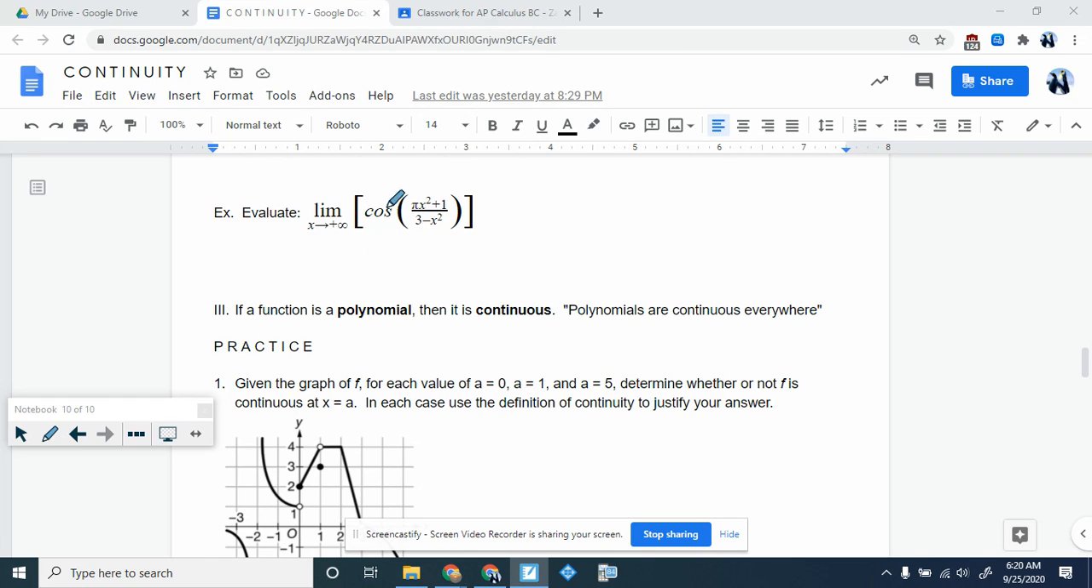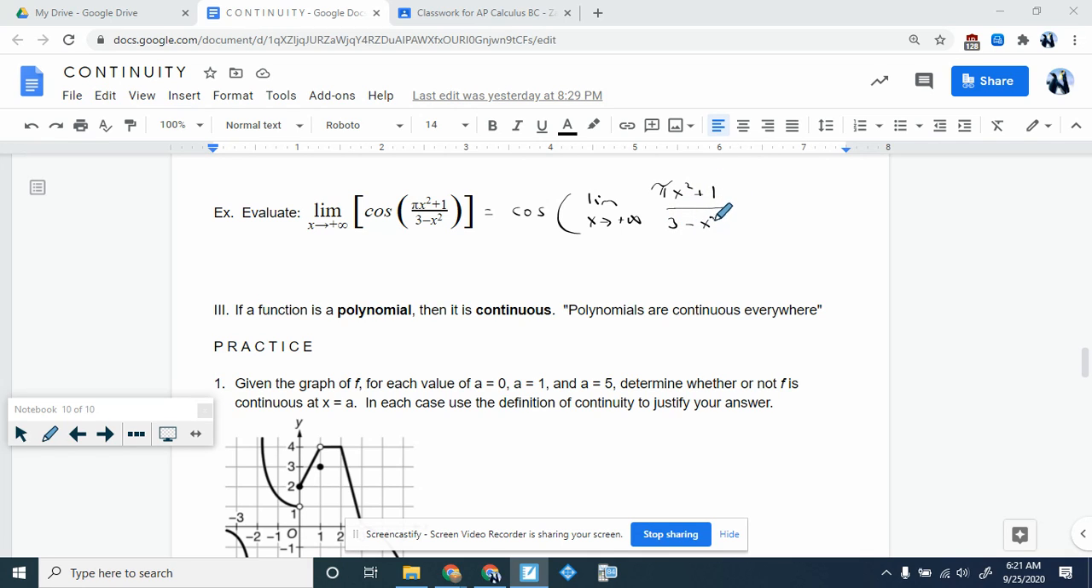Well, the first thing you can do is take this limit and push it through the cosine function. All right, so that's what I'm going to go ahead and do. So I'm going to rewrite this as the cosine of the limit as x goes to positive infinity. And as long as cosine is defined at the value of this limit inside here, then I'm going to be good to go. All right, so now how would I do this limit?